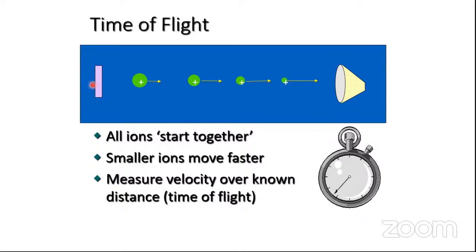Now, if all the ions have exactly the same mass, they are supposed to go to the other side at the same time. But that doesn't happen because of that initial spread. So the ions which were very close to the plate will start moving fast. The ions which were away from the plate will start moving slow. So they have different energies, and that energy has to be compensated somewhere.